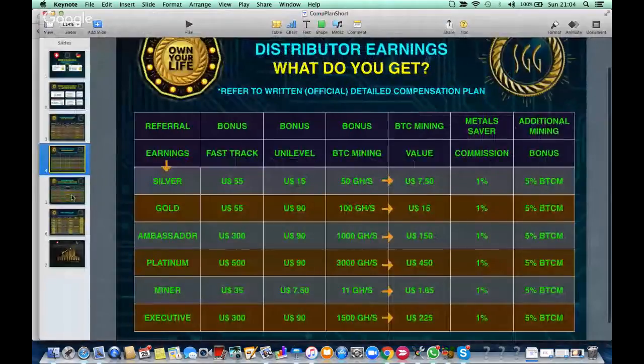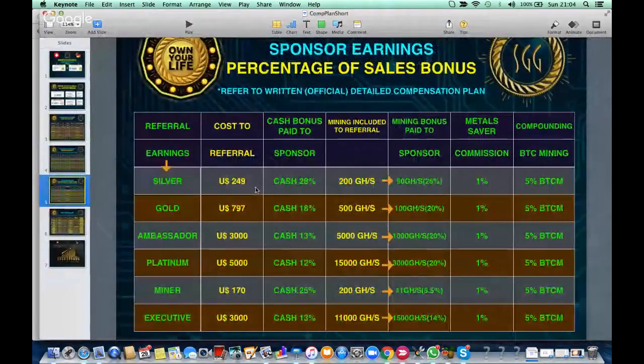So if you were to look at these percentages here, look, cost to referral, all right? Silver costs you 249 plus 50 monthly. Then you've got 797 one-off per year. Then 3,000 ambassador, 5,000 platinum. To the sponsor, this pays 28 whopping percent. This pays 18%. This pays 13%. This pays 12%. That's a very healthy income.